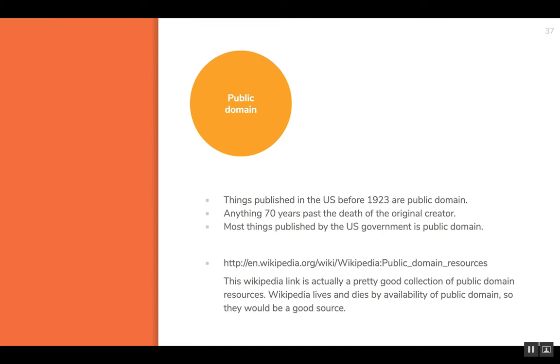And most things published by the US government are also public domain. Considering that the government is of the people and we have paid for it, most of those things are in the public domain. For instance, images taken by the Park Service, maps, things such as that. Wikipedia is actually a great source to find out more information about public domain resources. Wikipedia, of course, lives and dies by availability of public domain. So they're a really good source to understand more about public domain.